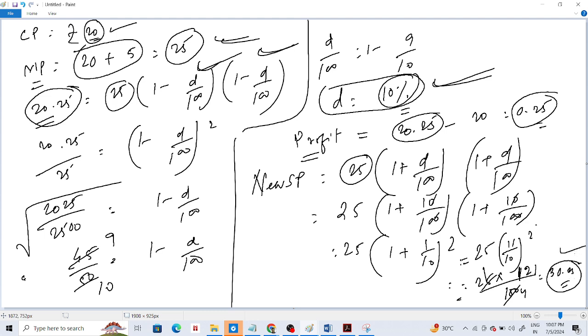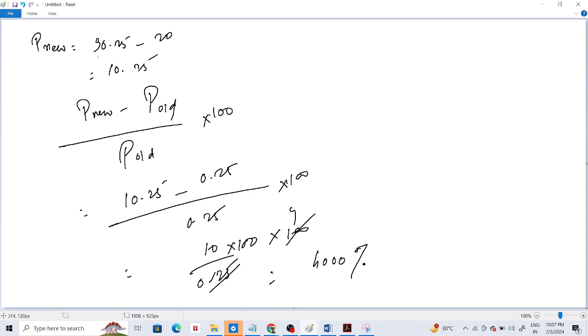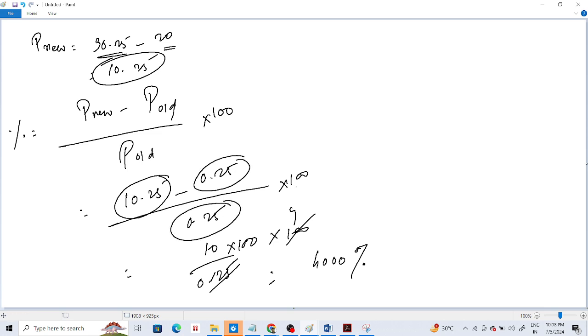So this is the new SP, but what is the CP? The CP is always that same old thing, 20 rupees. So what is the profit? The profit is 30.25 minus 20, which is 10.25, right? Now I just need to find the percentage increase in the profit. You know percentage change is always new minus old divided by old into 100%. So 10.25 minus 0.25 divided by 0.25 into 100%. If you solve it, you will get 4000%.